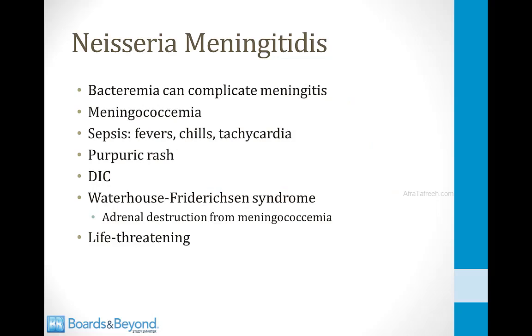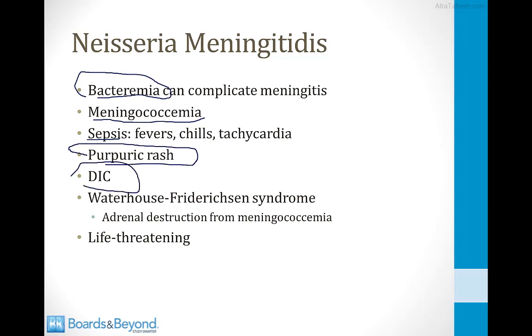People with Neisseria meningitis can get bacteremia complicating their meningitis, and this is called meningococcemia. And this is a very serious disease. It can kill people easily. It causes sepsis with fever, chills, and tachycardia. Patients can get a rash all over their body. They can develop disseminated intravascular coagulation, and then they can get a special thing called the Waterhouse-Friderichsen syndrome, where they have destruction of their adrenal glands.